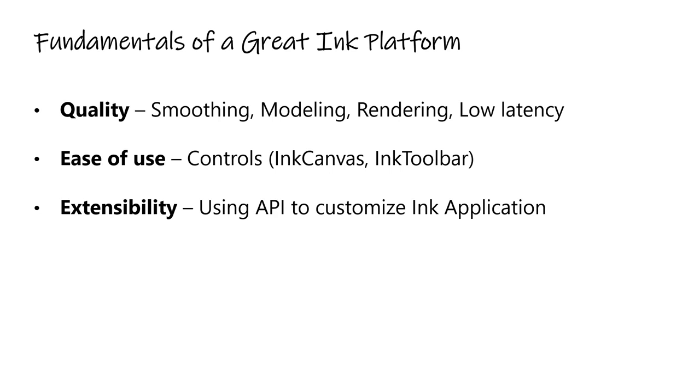Then we focused on ease of use. We did this through our controls, such as Ink Canvas and Ink Toolbar, that you could drop into your native apps and give your customer an inking experience out of the box. And then we focused on extensibility. This involved using powerful APIs, such as on-strokes collected, on-core wet stroke update, to change what the ink looked like, both while rendering and post-rendering.